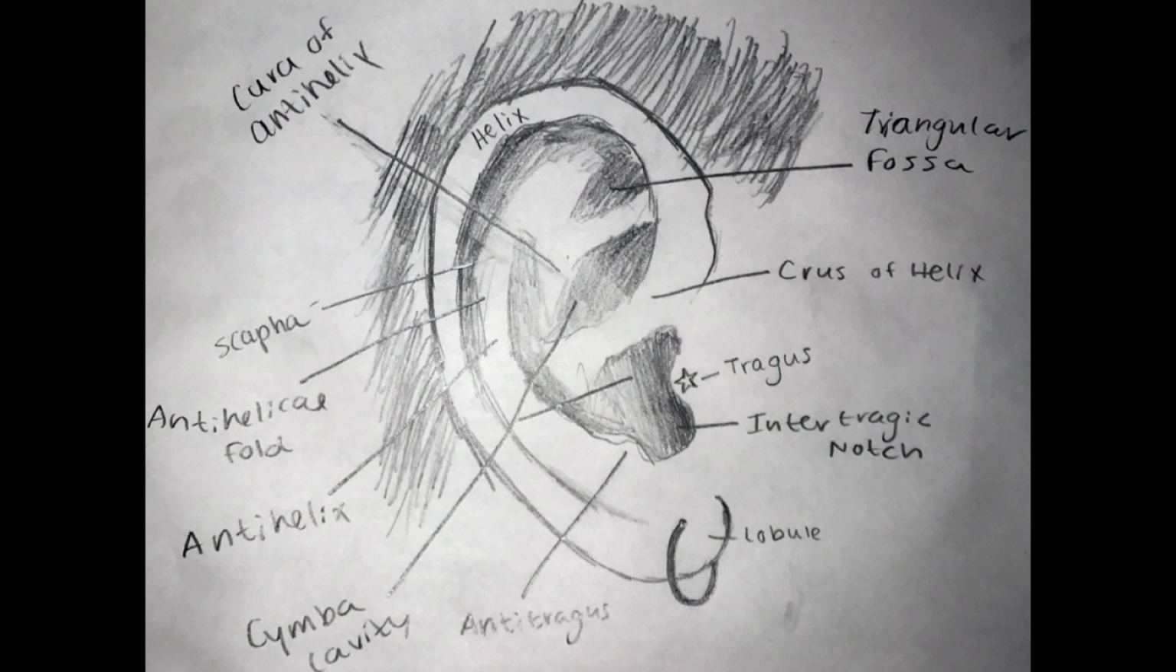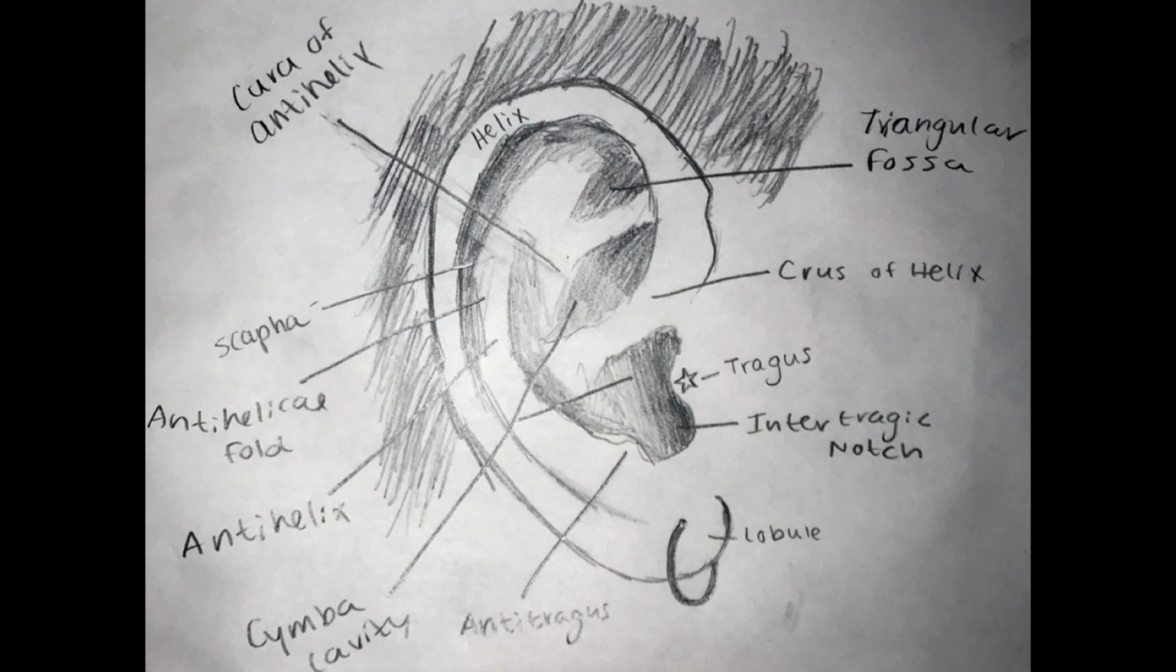Hi everyone, I'm going to start off today by talking about the outer ear or the pinna. A few of the landmarks I'm going to point out are going to be relevant later on when I talk about microtia, which is something that may occur when the outer ear has some deformities.